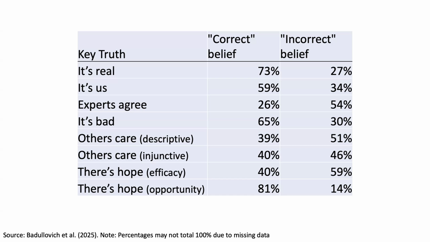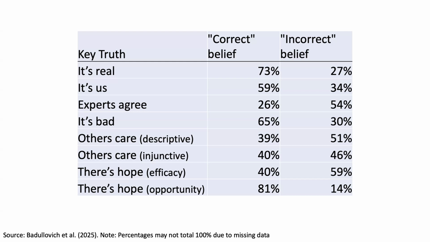Then we have the perception that experts agree climate change is happening. 54% of Americans are not in the desirable position on that. And here that's defined as thinking that 90% or greater of scientists believe human-caused climate change is happening. So a lot of room for growth there. The belief that climate change is bad, again, about 2/3 of Americans are already on board with that.